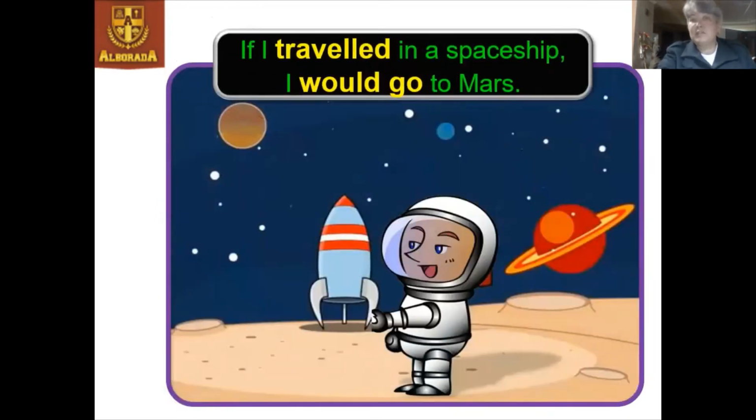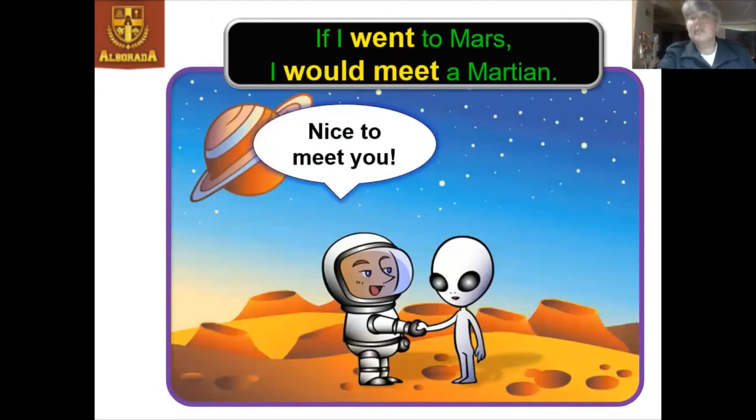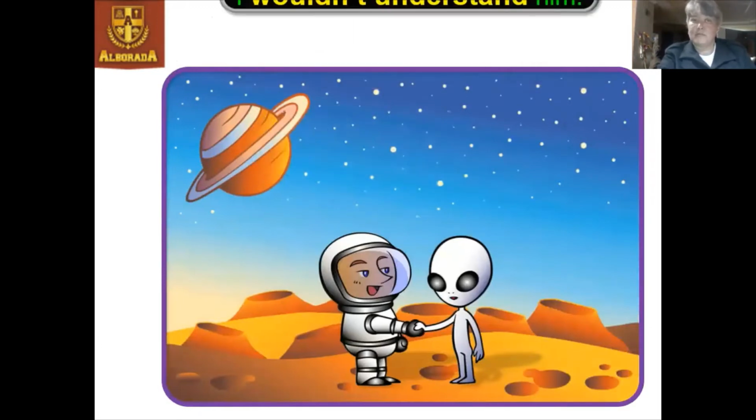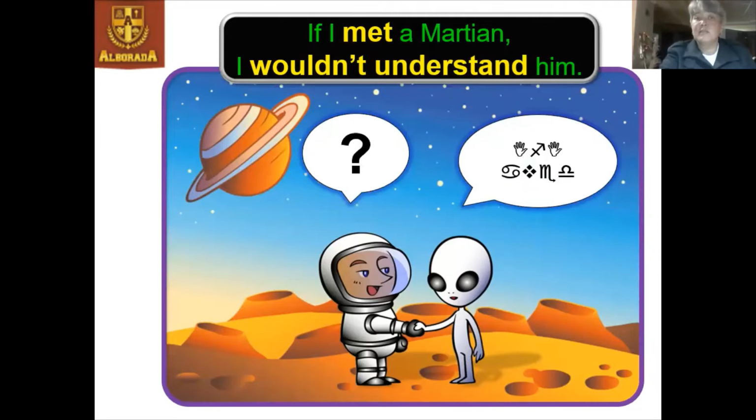If I traveled in a spaceship, I would go to Mars. Some other example: if I went to Mars, I would meet a Martian. If I met a Martian, I wouldn't understand him. In this case, we can see that we use a negative form with the word would.